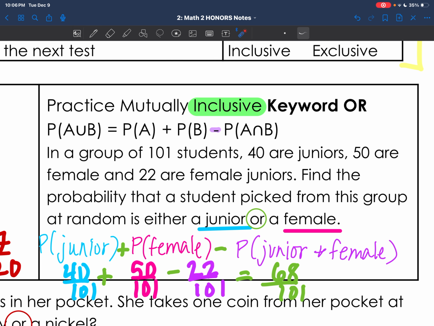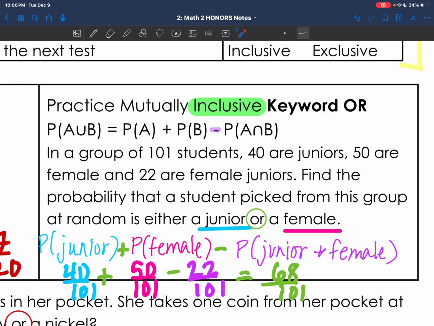Now, if you notice, we have some that are female juniors. Since this is the overlap, we already counted them, so we need to take out the other ones so we don't recount them again. So what you're going to do is subtract the juniors that are female, which is 22 out of 101. And then you're going to get your answer of 68 out of 101. So this would be your final answer.